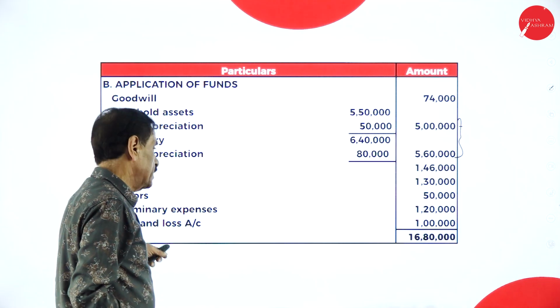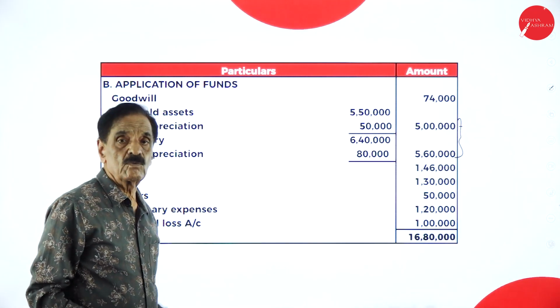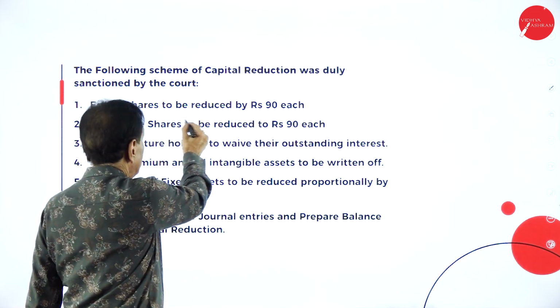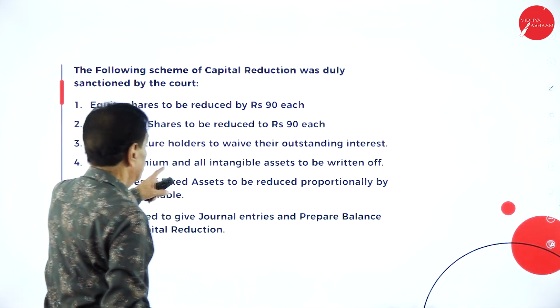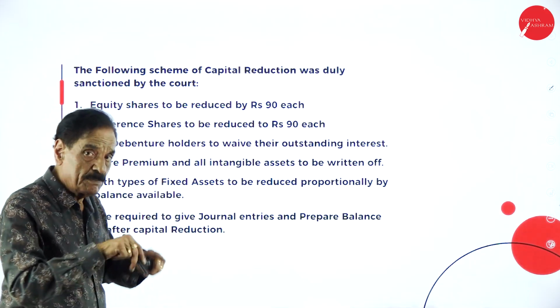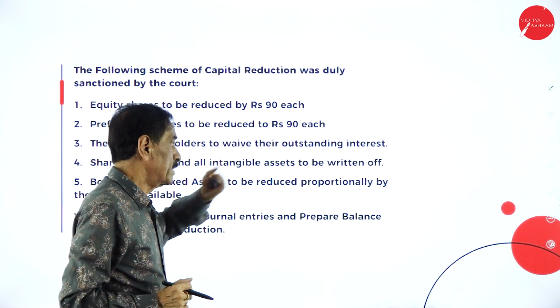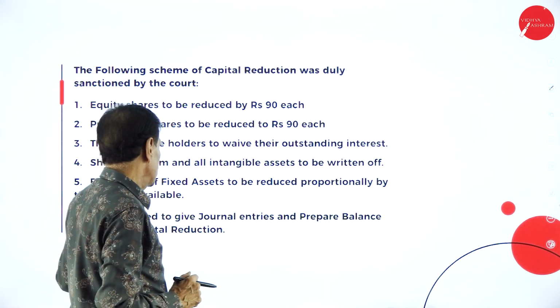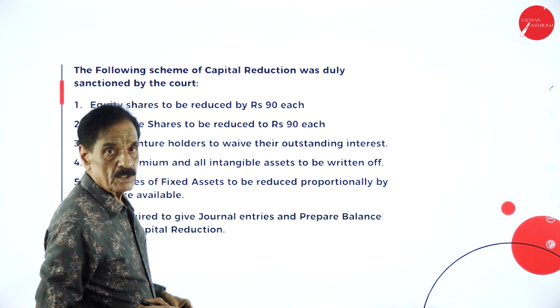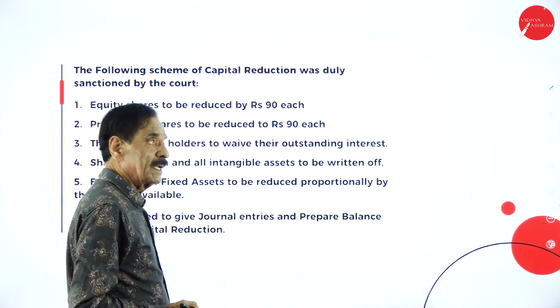Preliminary expenses 1,20,000. Profit and loss account 1 lakh. Then equity share is reduced by 90 each. Preference share is reduced to 90. Same type of problem, I have written with a different adjustment, where the interest on debenture, premium, and intangible asset have to be removed. Both types of fixed asset are reduced proportionately by the balance available.